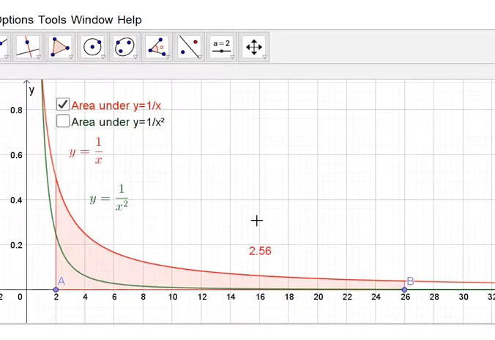However, if we now look at the 1 over x squared case, so the area bounded by 1 over x squared starting at x equals 2 and the top limit b getting bigger and bigger, it does appear that the area is converging and getting closer and closer to a half. But what we need to do is to demonstrate mathematically that that is the case.